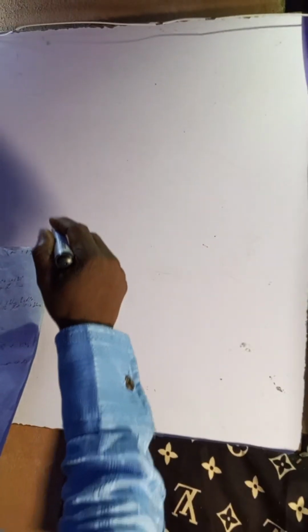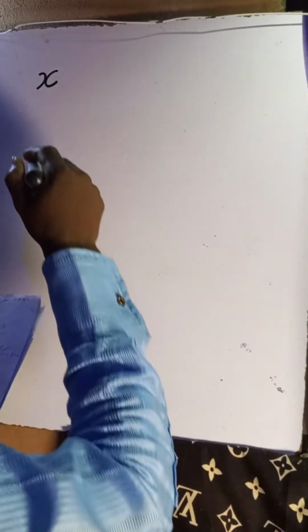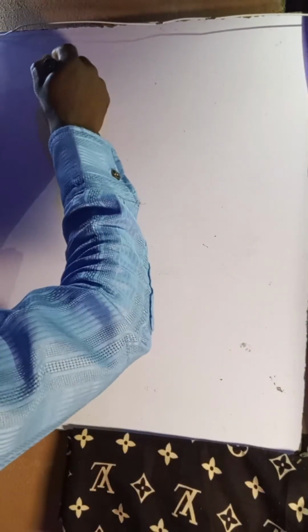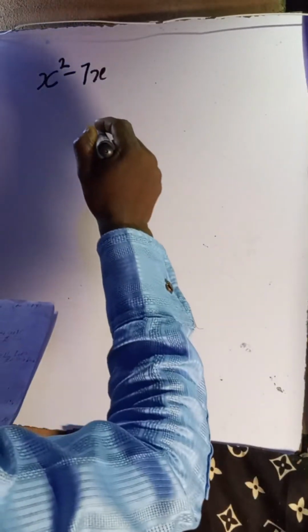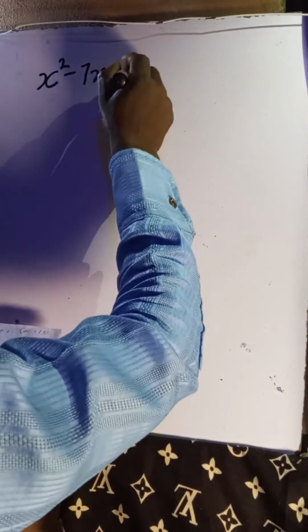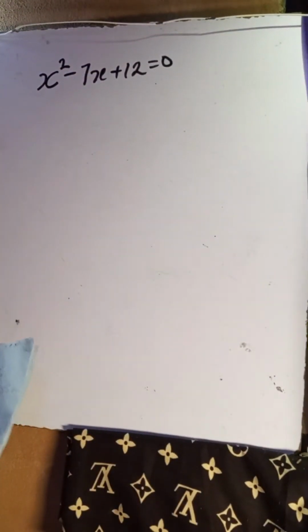Hear me, please. So the first one is quadratic questions. For instance, we are given this equation here: x squared minus 7x plus 12 equal to 0. So here we have to find the values of x.